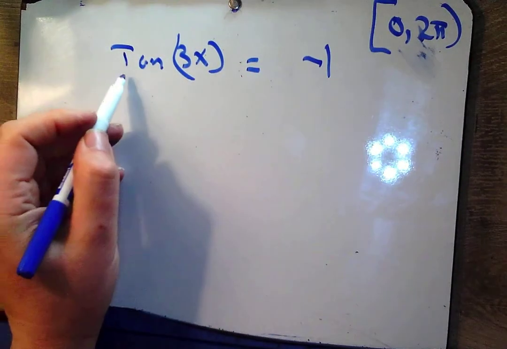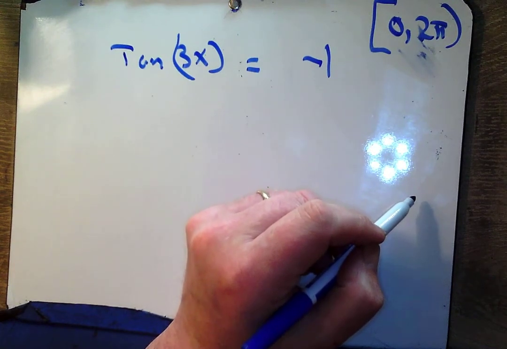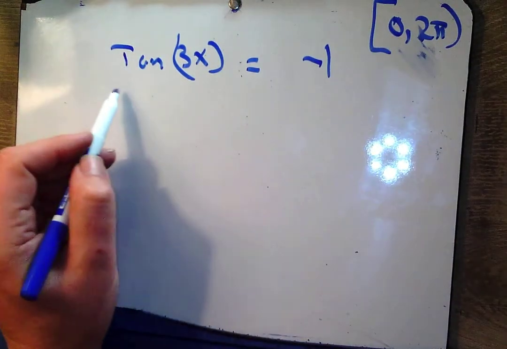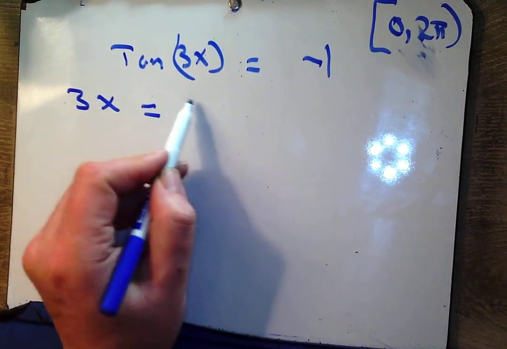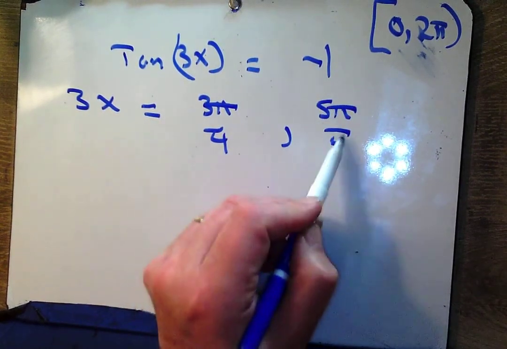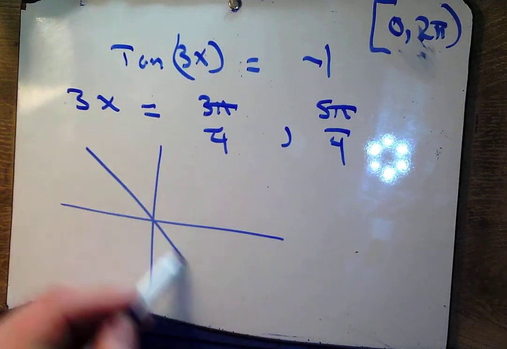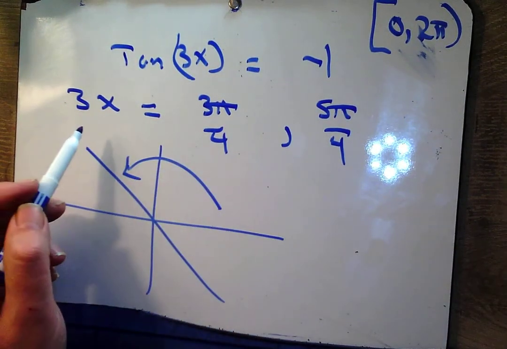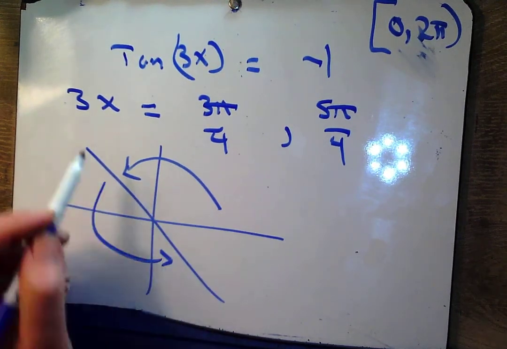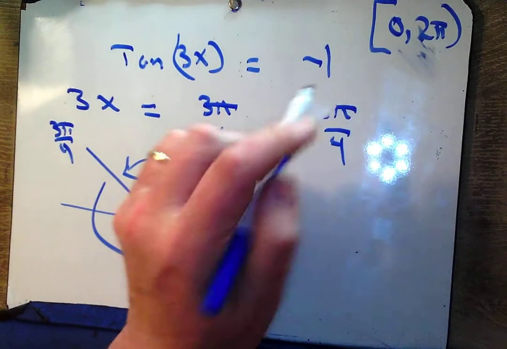Okay, so when is tangent equal to negative 1? Tangent is equal to negative 1 in second quadrant and in fourth quadrant. So we're looking at 3 pi over 4 and 5 pi over 4. Okay, so think about what's happening here. One of our solutions is here, and another one is here. And this is 3 pi over 4. I guess that's 7 pi over 4.